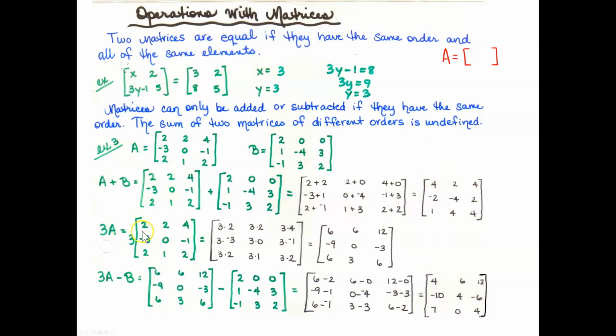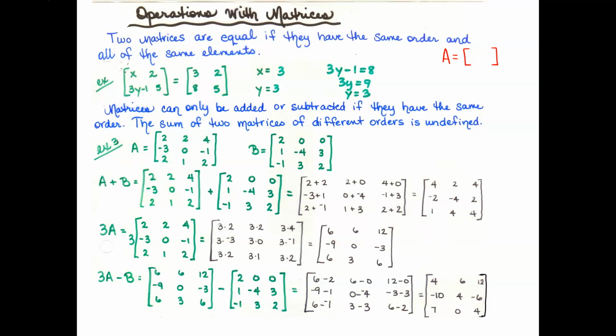So I'm just going to say 3 times 2 is 6. 3 times 2 is 6. 3 times 4 is 12. 3 times negative 3 is negative 9. 3 times 0 is 3. 3 times negative 1 is negative 3. You get the idea. All right. So that's how we're getting this new matrix over here. So again, that's scalar multiplication.